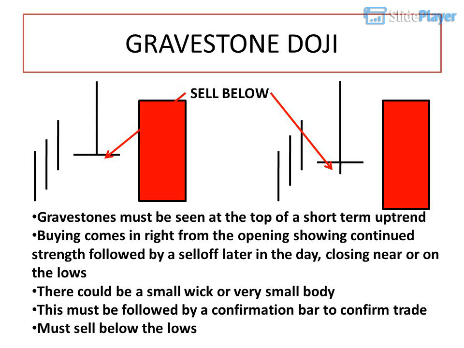Gravestone Doji. Sell below. Gravestones must be seen at the top of a short-term uptrend. Buying comes in right from the opening, showing continued strength, followed by a sell-off later in the day, closing near or on the lows. There could be a small wick or very small body. This must be followed by a confirmation bar to confirm the trade. Must sell below the lows.